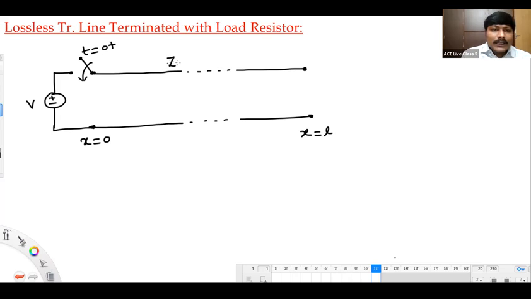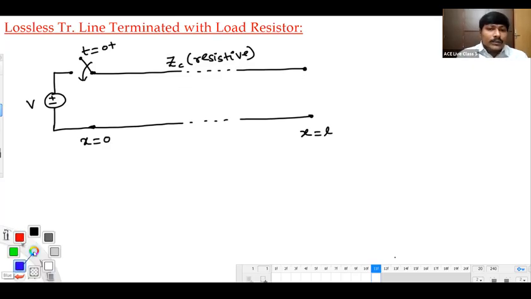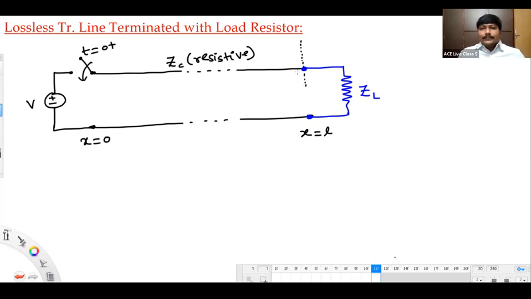And as it's a lossless line, surge impedance is in which nature? Resistive in nature. Surge impedance will be resistive in nature. And at the end of the line, at the x equals L location, I am keeping a resistor ZL.